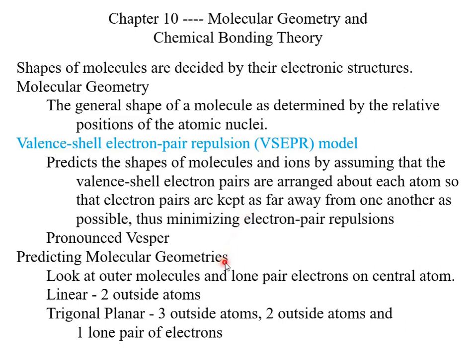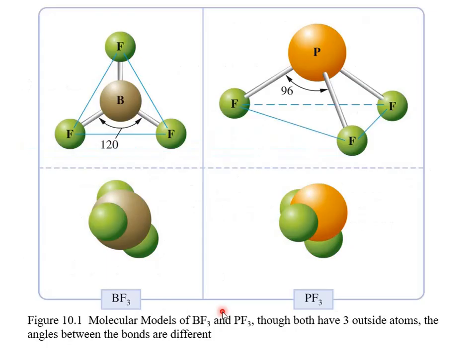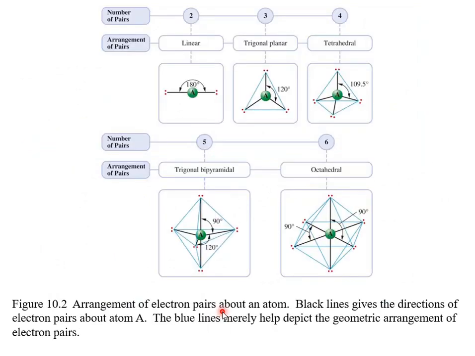When we look at molecular geometries, we're going to be looking at, again, what's around the central atom. This is all based on the Lewis structure. So we're going to look at the outside atoms and lone pairs of electrons. And there are 5 classes. This slide shows all 5: linear, trigonal planar, tetrahedral, trigonal bipyramid, and octahedral.